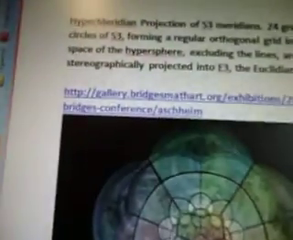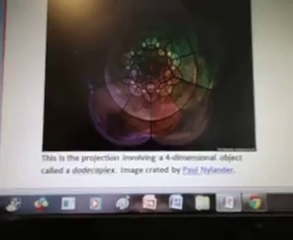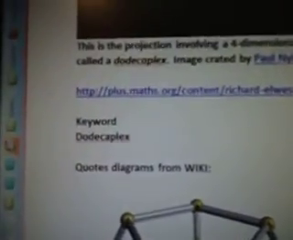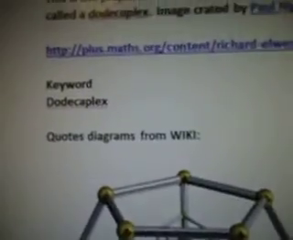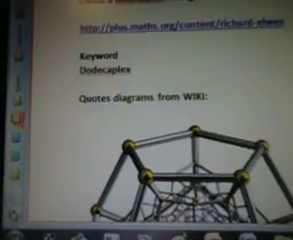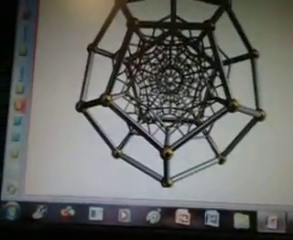And I found that on gallery.bridgesmathart.org. Okay. This is the projection involving a four-dimensional object called a Dodecaplex. Images created by Paul Nylander. Plus.mass.org. The keyword is Dodecaplex. The quotes diagrams are from Wiki.